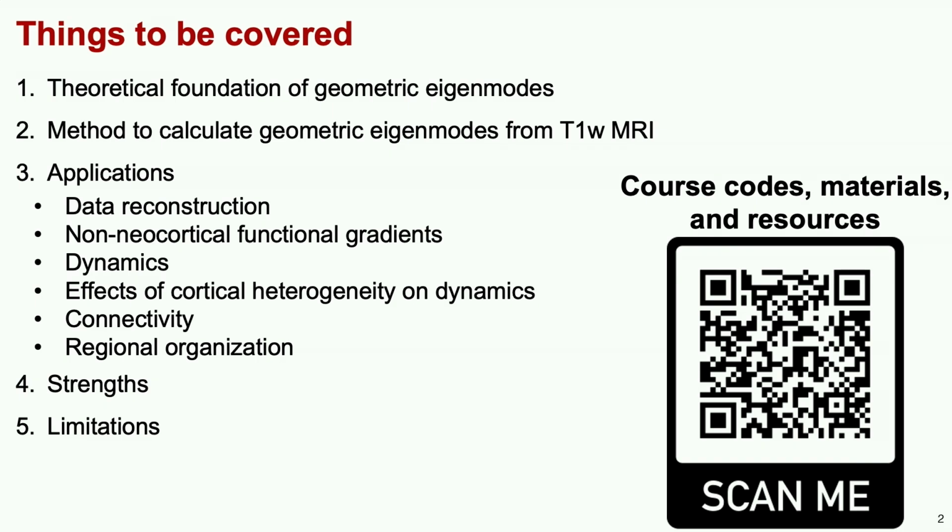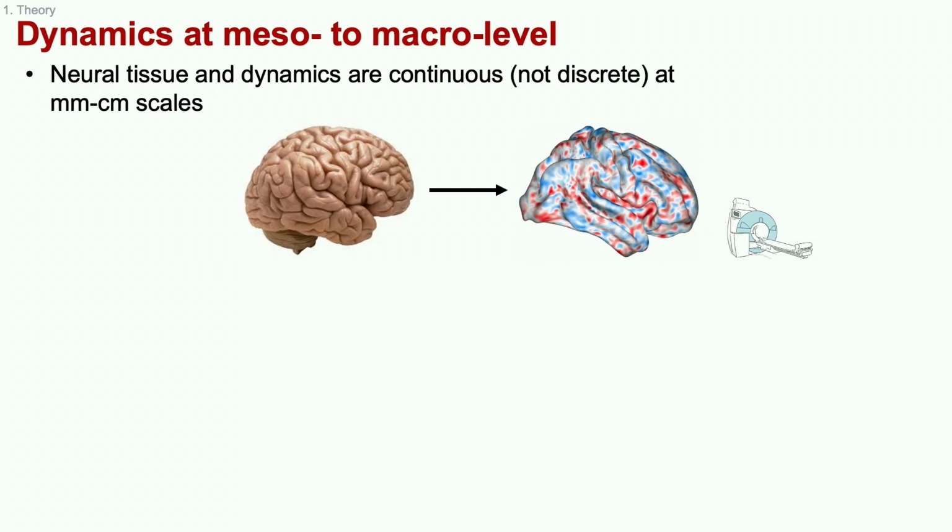I'll start with the theoretical foundation of where these geometric eigenmodes came from. I always like starting with this picture because a lot of us are fMRI people and we've seen these images time and time again, especially those who do motion correction and pre-processing. I'm sure you've noticed that most of the time this activity propagates smoothly in space and time.